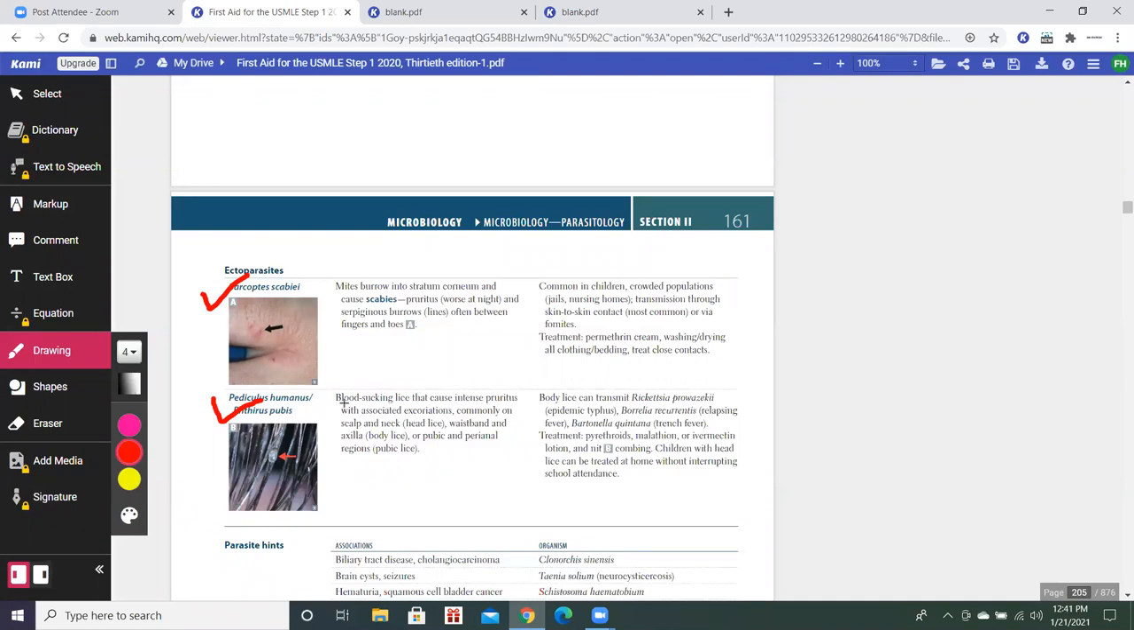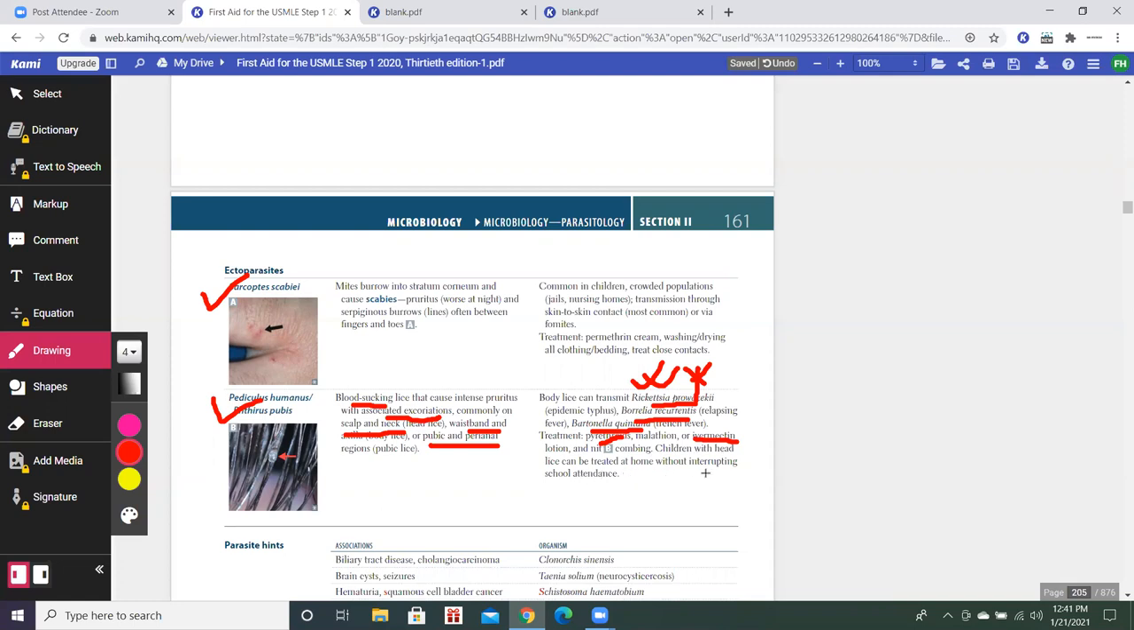Okay, so Pediculus humanus or Pthirus pubis is a blood-sucking louse that can cause intense pruritus. They try to burrow, that's why they suck the blood, with associated excoriation, common in the scalp and neck, pubic region, waistband, and axilla. They harbor Rickettsia prowazekii, Borrelia, and Bartonella. Over here, Rickettsia prowazekii is more high yield. Treatment-wise, you can give malathion, ivermectin, permethrin lotions, or pyrethroids. But you don't have to remember pyrethroids, just remember ivermectin and permethrin cream, that's enough.